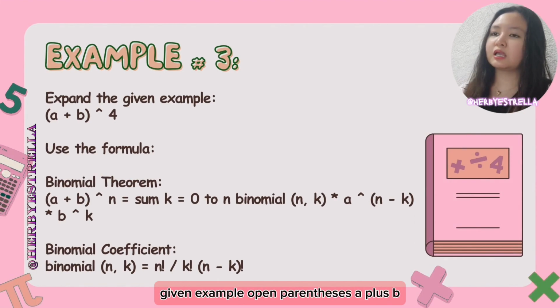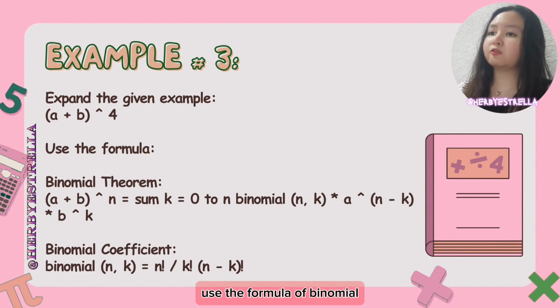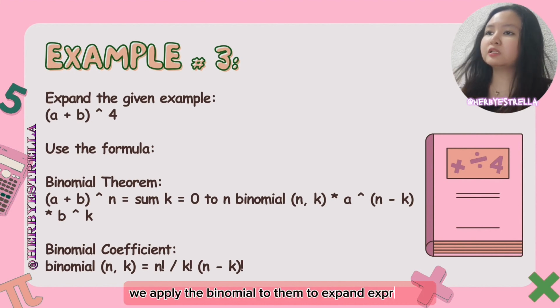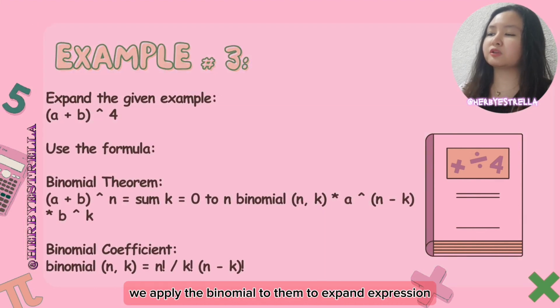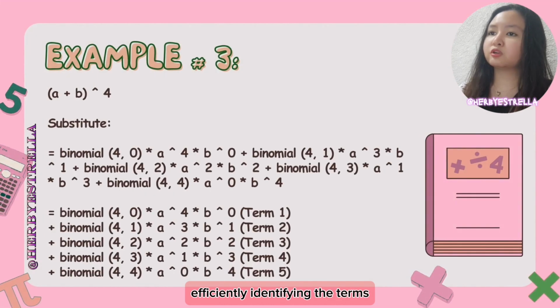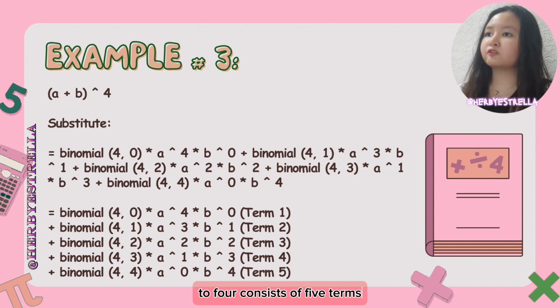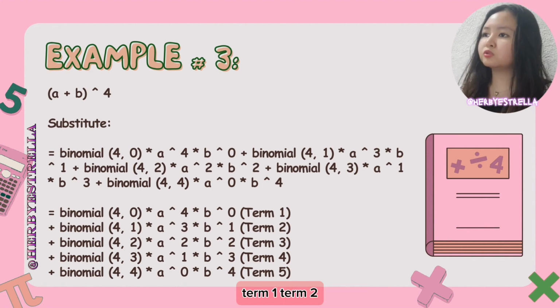(a + b)^4. Use the formula of binomial theorem and binomial coefficient. We apply the binomial theorem to expand the expression efficiently, identifying the terms. The expansion of (a + b)^4 consists of 5 terms: term 1, term 2, term 3, term 4, and term 5.